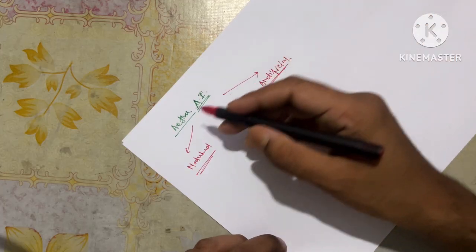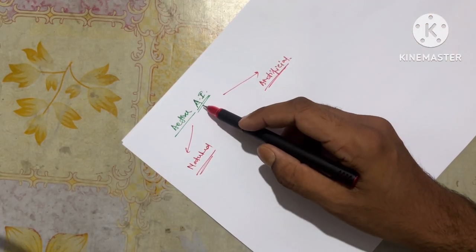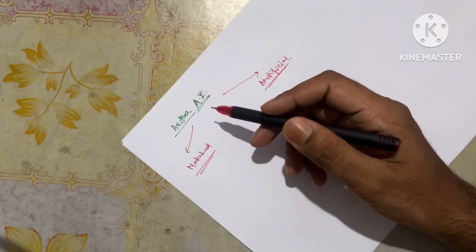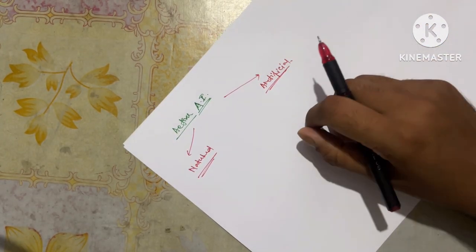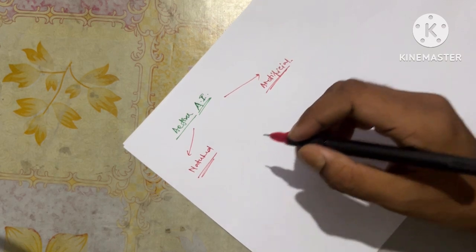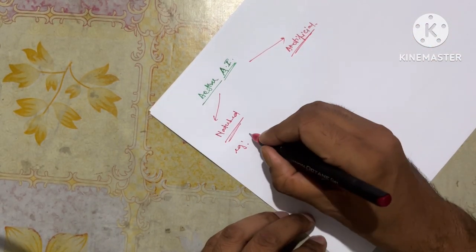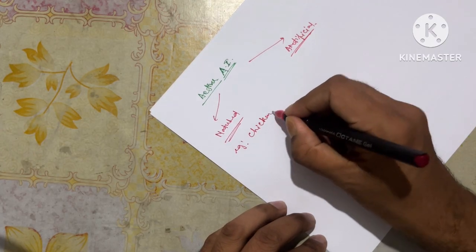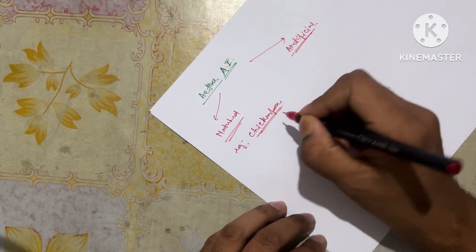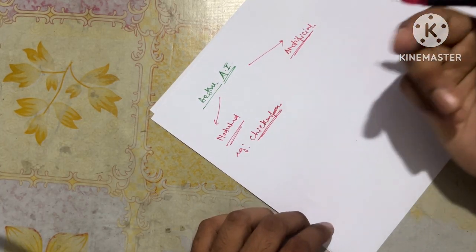Natural active immunity. Active immunity means the body by itself will make antibodies against some antigens. Now, how will the body make them? Let's take one classic example: one person gets infected with chickenpox.